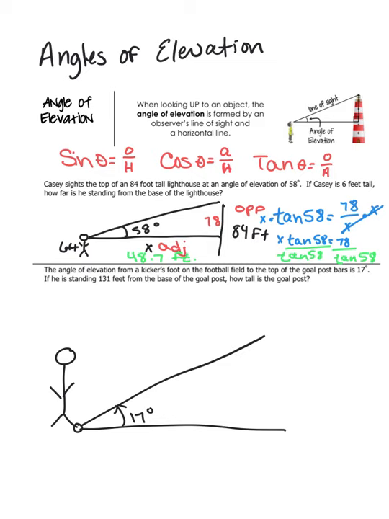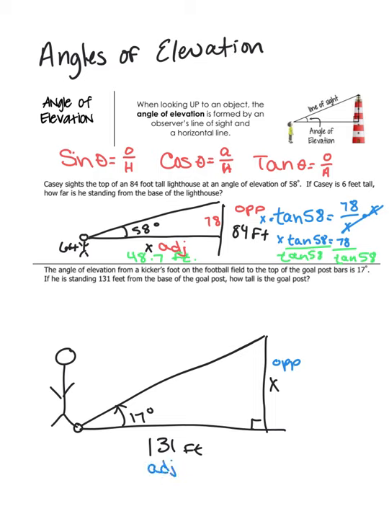He is standing 131 feet from the goalpost, and I want to know how tall is the goalpost. So based on this angle of 17 degrees, I want to label my triangle with opposite, adjacent, and hypotenuse. So x is the opposite, and 131 is the adjacent.